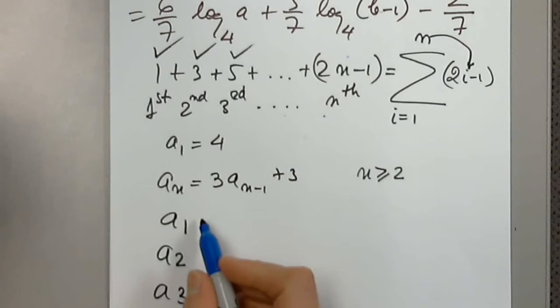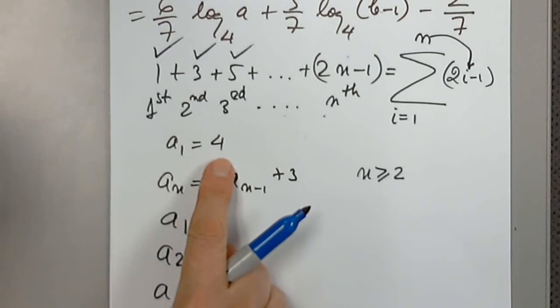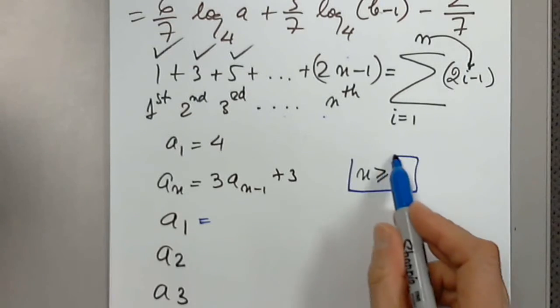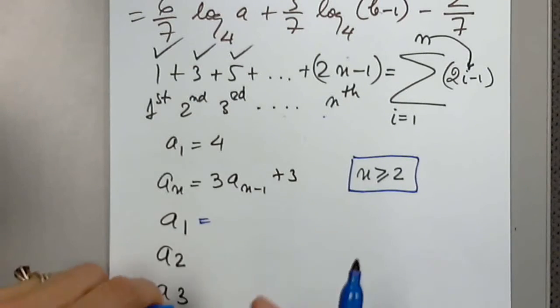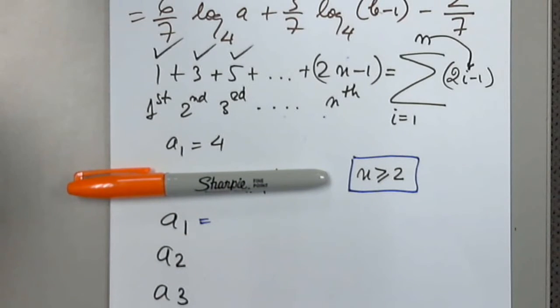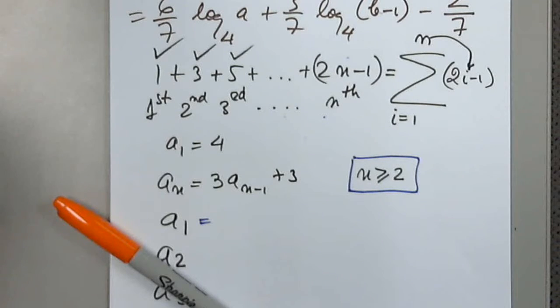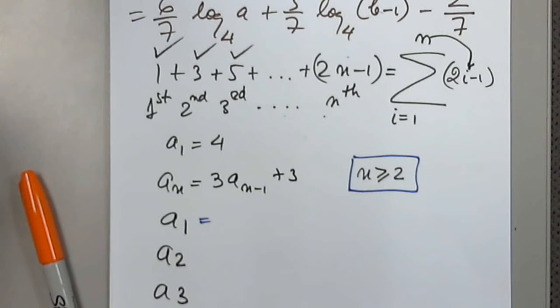How much is A1? A1 is given to us. We cannot plug 1 into the formula. If we are not given A1, we are in trouble. Here's why. 1 minus 1 is 0, and we don't have A0. Right? So A1 is 4, and there is no discussion there.